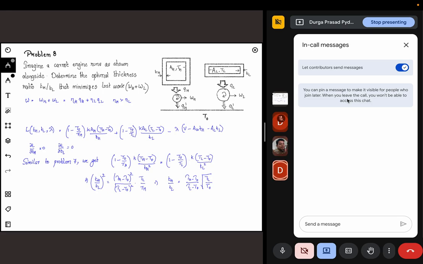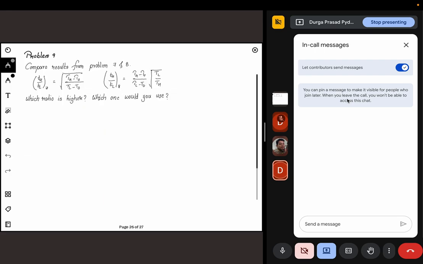Now the interesting question is, now we got two different answers. One is this one, from problem 7 we have this, and from problem 8 we have this. Which of these two is higher? Which one would you use? I think this is clear now, right? If you use the seventh problem one, then basically you are assuming that both are equal weightage, which is not practical. So it's better to use this one than this one. The question is, which of these is higher, 8 or 7?